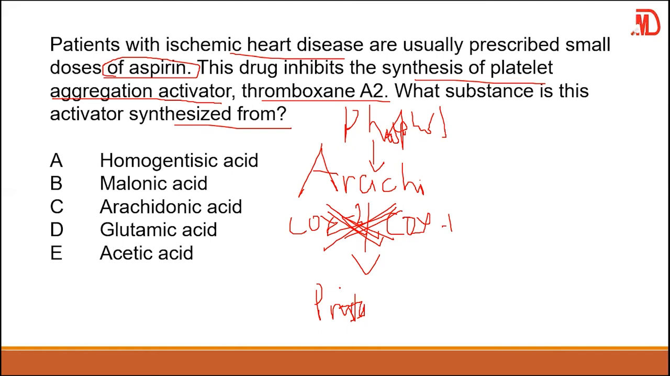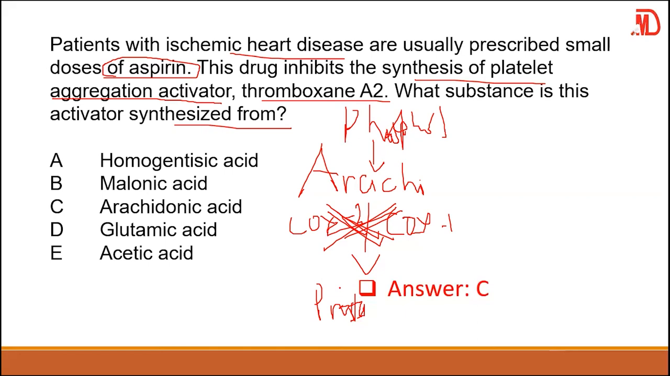So always ask your patient what is happening to them, if they have any history of ulcer or gastritis or any problem of such thing. All right. So the question is, what substance is this activator synthesized from? So basically, we can be looking at arachidonic acid. So over here, our answer should be C.